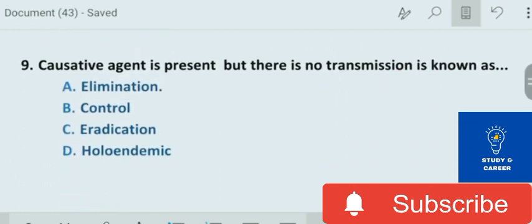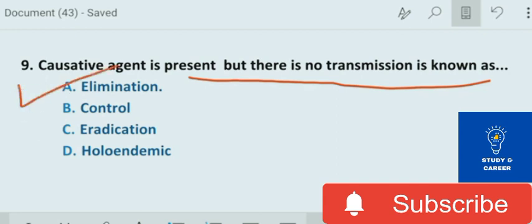Ninth, causative agent is present but there is no transmission is known as A. elimination, B. control, C. eradication, D. polyendemic. So right answer is elimination.